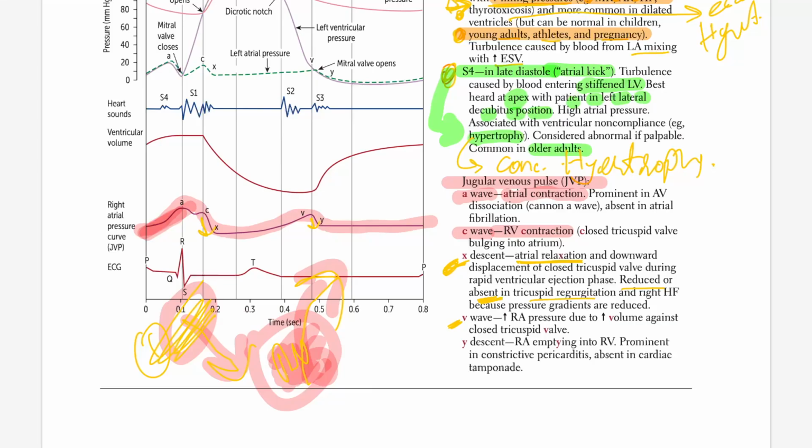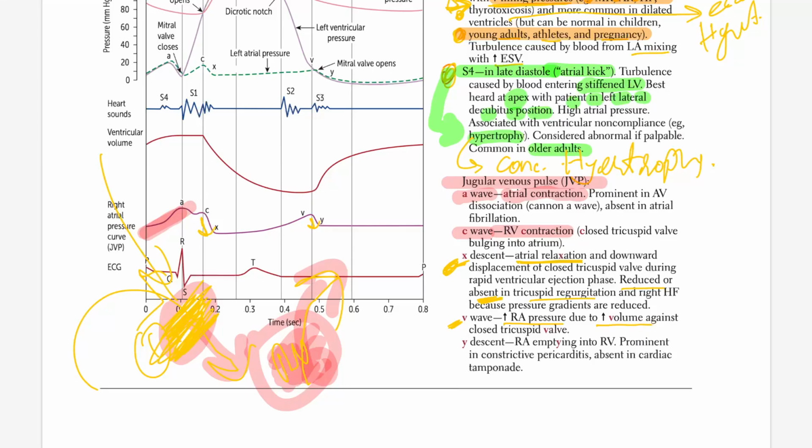V wave is simple. When we relax the right atrium, there is an increase in right atrial pressure, because increased volume is coming in from the superior and inferior vena cava, right? The volume is coming in because we have now relaxed it. If you look here, the pressure is building up. It's now called the V wave. From here to here is the V wave. So V wave, simple thing, pressure coming up, causing an increase in right atrial pressure.